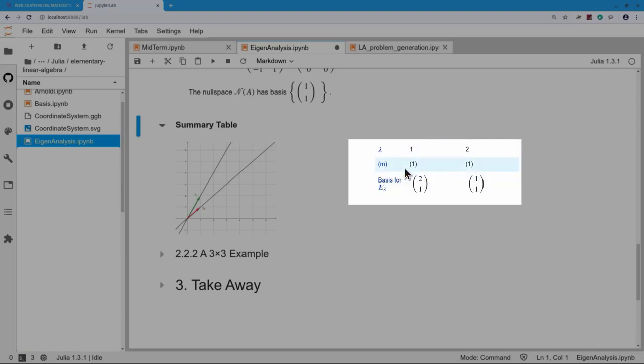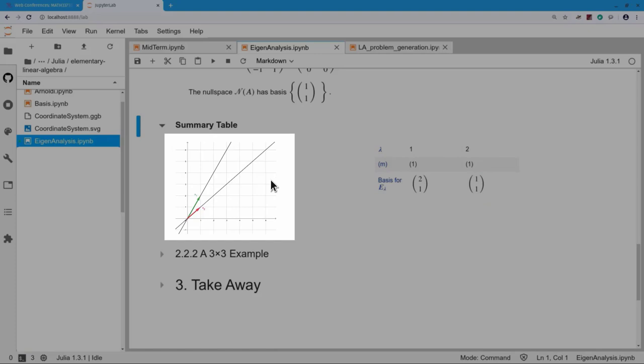They had multiplicities. For lambda equals 1, the multiplicity was 1. For lambda equals 2, that algebraic multiplicity was 1 as well. And when we computed the null space, we found basis vectors: for lambda equals 1, the basis vector was 2, 1. For lambda equals 2, the basis vector is 1, 1. To the left, there's a graph of this case.